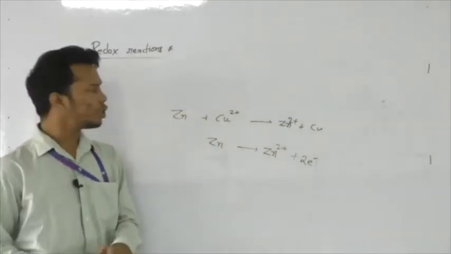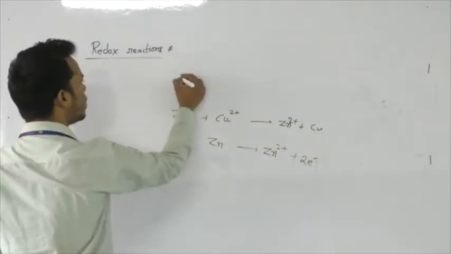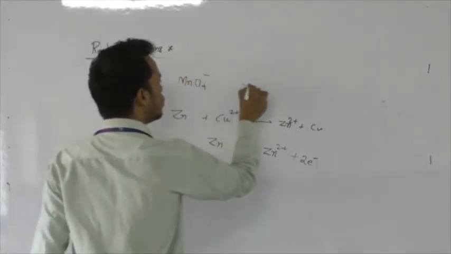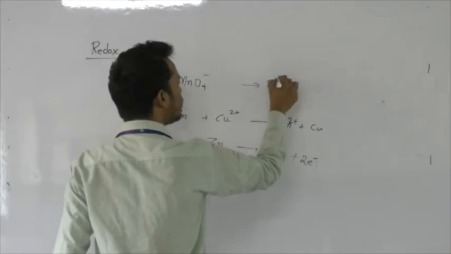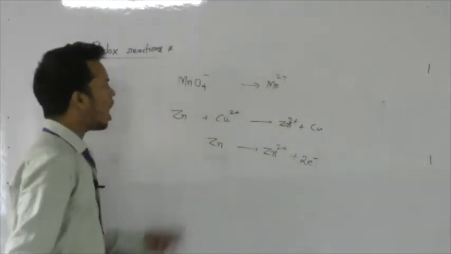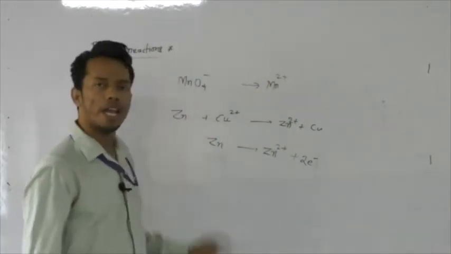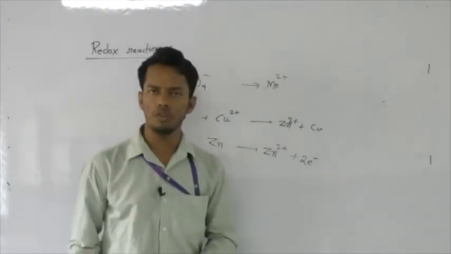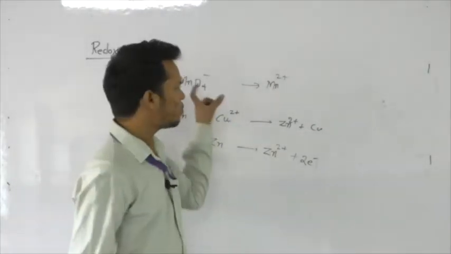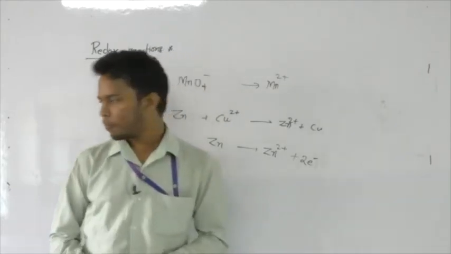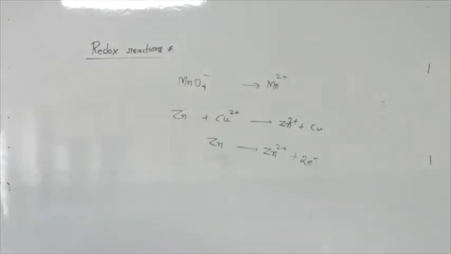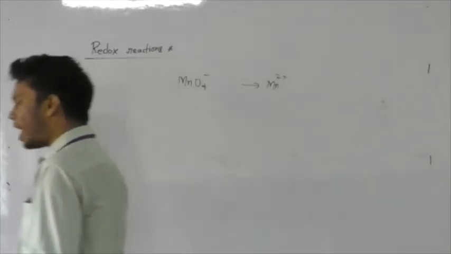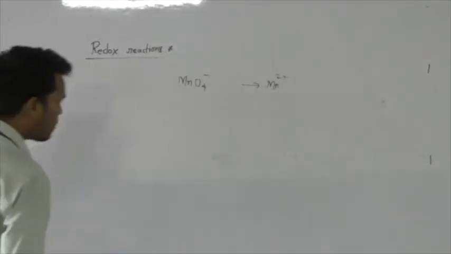Let's do it. For example, one half reaction is given like this: MnO4 minus will give you Mn2 plus. How will you balance it? Why do we have to balance? Because here you can see 4 oxygen, here there is no oxygen. You have to balance this half reaction first. So how will you balance this half reaction?